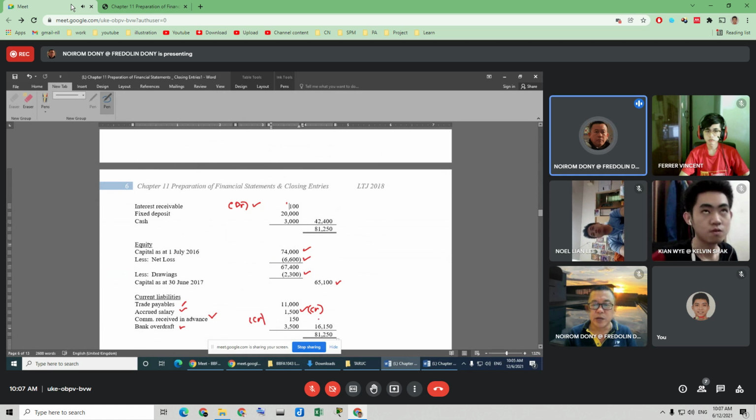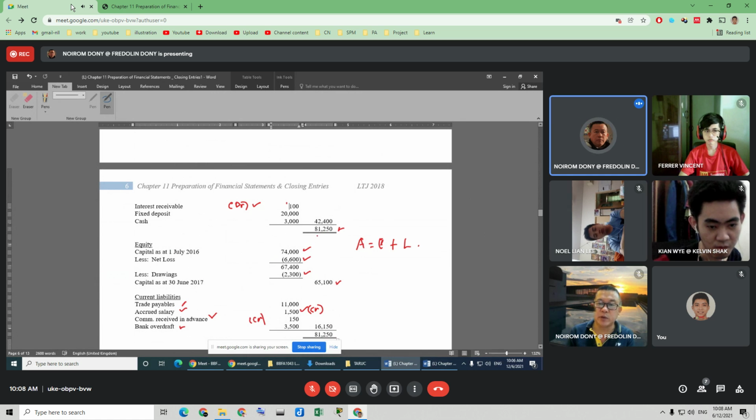Okay, so after listing in the second column, you total, then you plus with the equity. So total equity plus liability is 81,250. You make this figure the total for asset as well, because remember, asset equals equity plus liability. So we have the complete list of equity and liability. So this should be the total of asset.